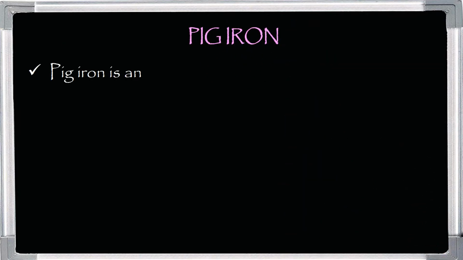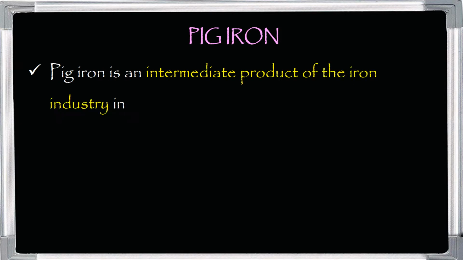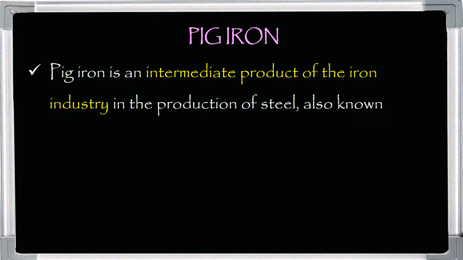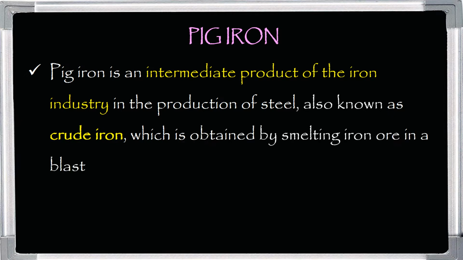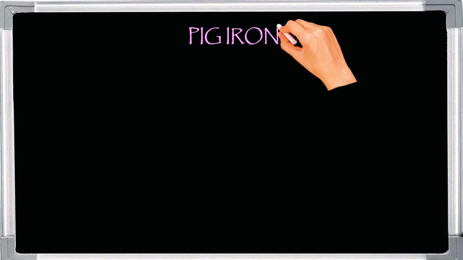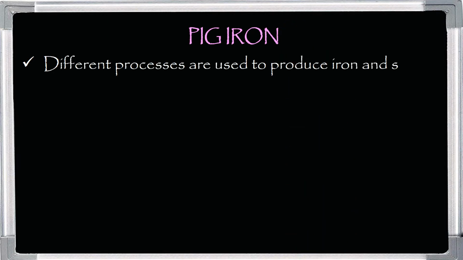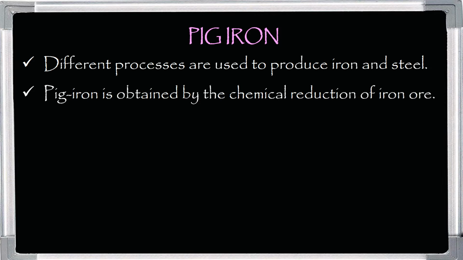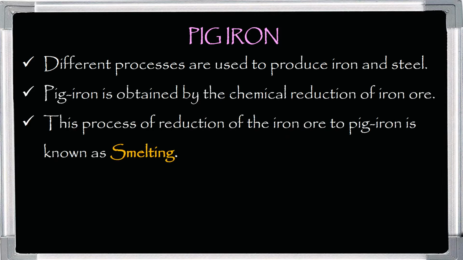Pig iron is an intermediate product of the iron industry in the production of steel, also known as crude iron, which is obtained by smelting iron ore in a blast furnace. Different processes are used to produce iron and steel. Pig iron is obtained by the chemical reduction of iron ore. This process of reduction of the iron ore to pig iron is known as smelting.